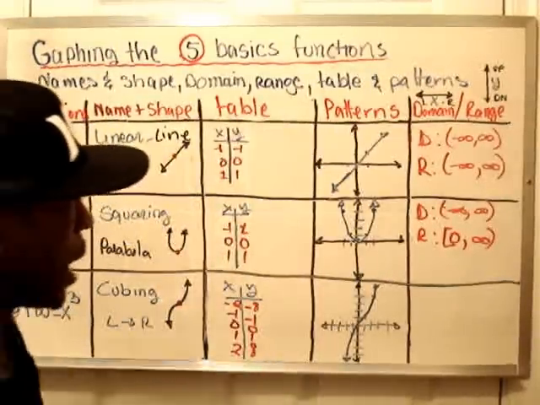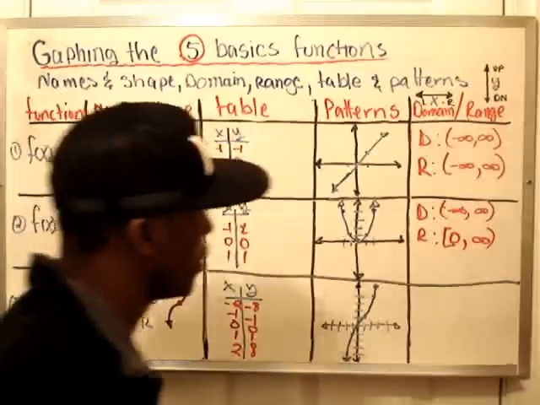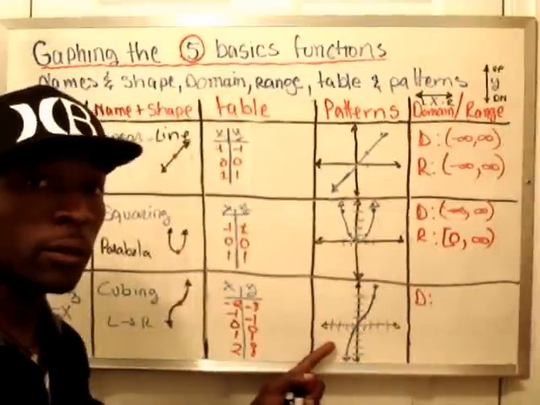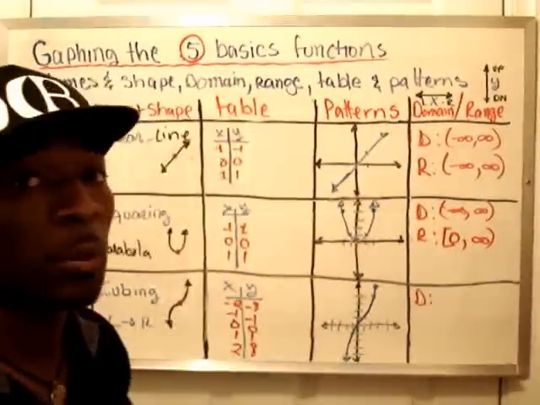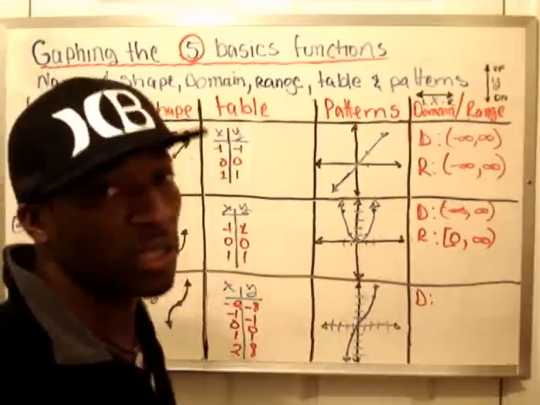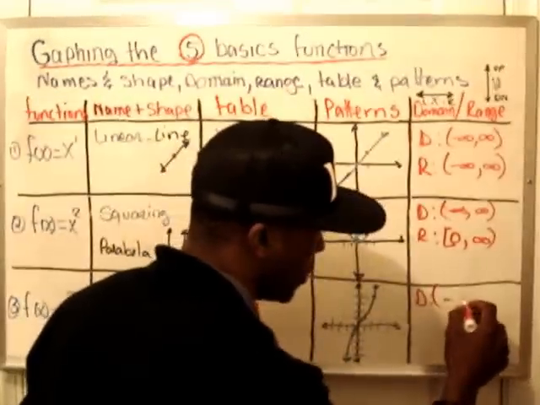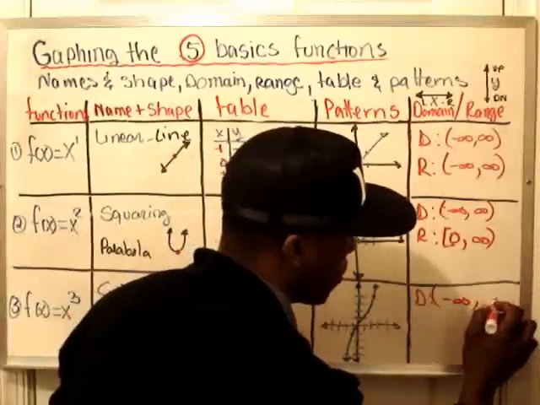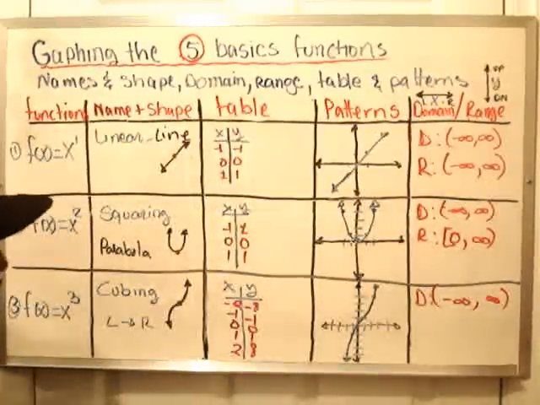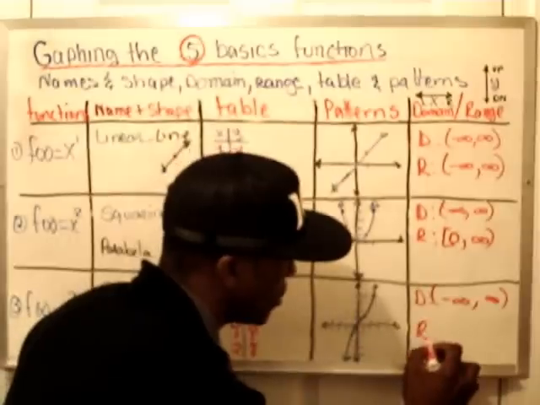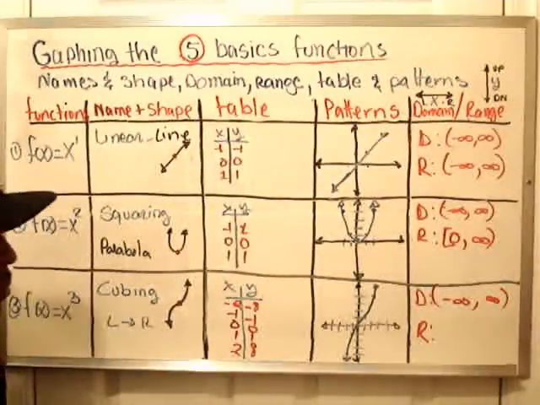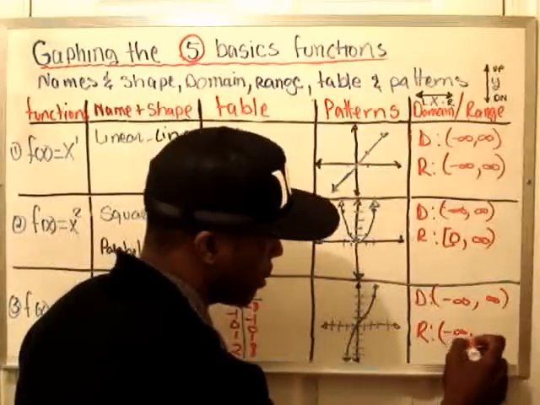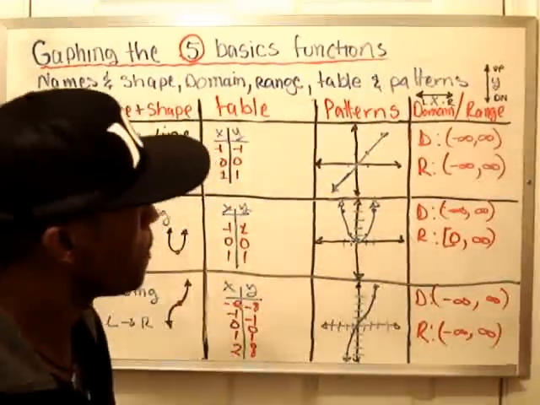Now, for the domain, as we can see, does this graph look like it's going to the left? Yes, it's going to the left as it goes down. The more it goes down, the more left it goes. It never stops, so we're going to say -infinity to +infinity. Now, as far as the range, down and up, is it going down? Yes. So it's going from negative infinity to positive infinity.